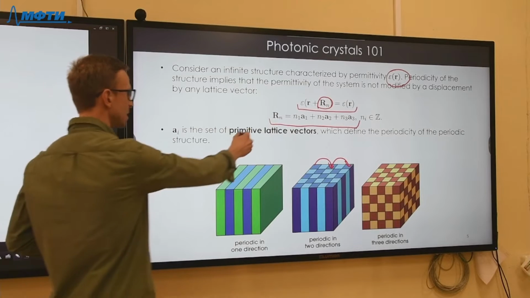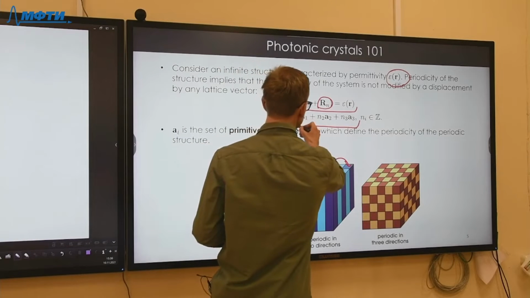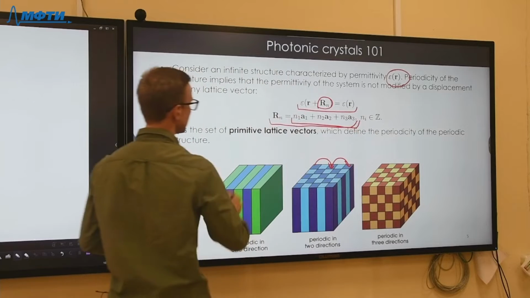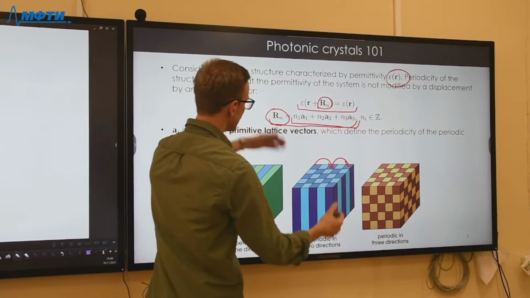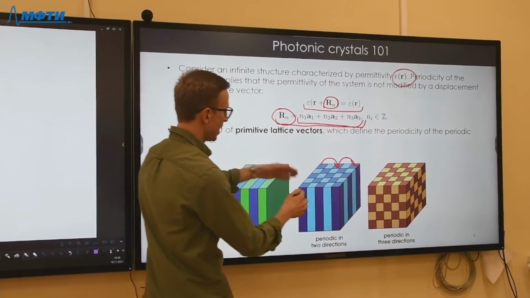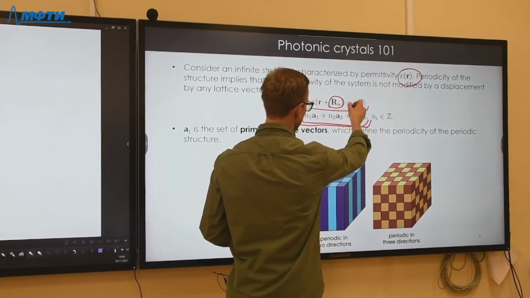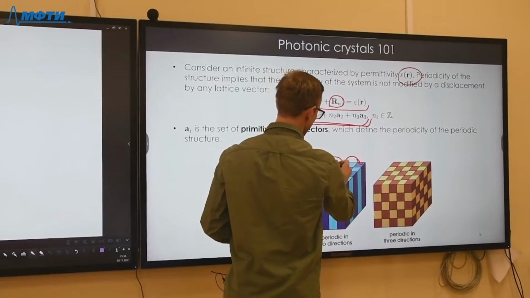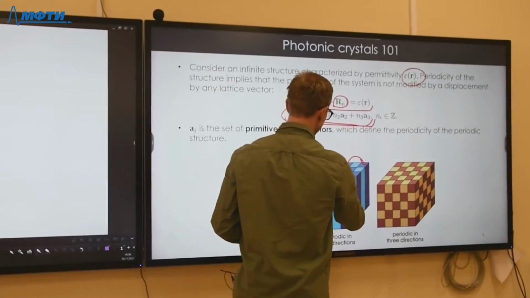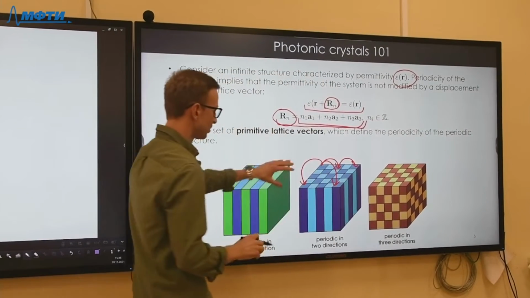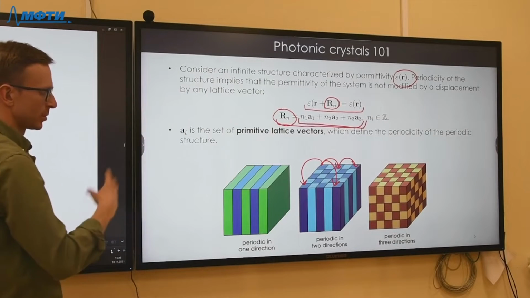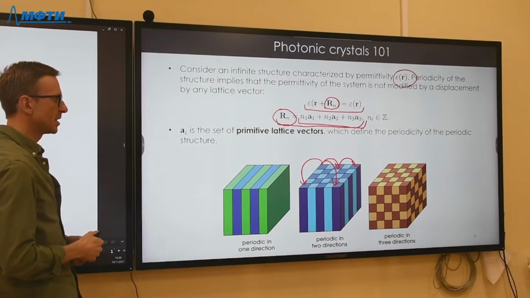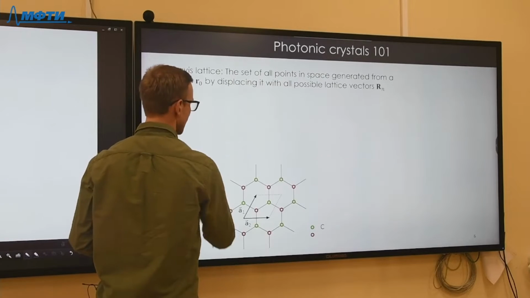And any integer combination of these primitive vectors gives you some R_n, which defines this jump in space, and any such jump lands you on a different point in space, but where the structure is essentially the same with permittivity and permeability. If the medium is magnetic, it repeats itself over and over again.